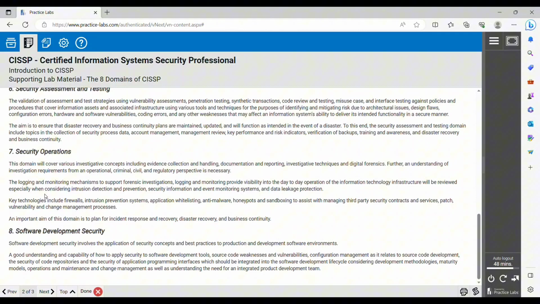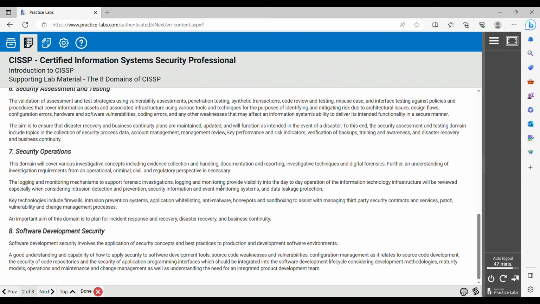Number 7. Security operations. This domain will cover various investigative concepts including evidence collection and handling, documentation and reporting, investigative techniques, and digital forensics. Further, an understanding of investigation requirements from an operational, criminal, civil, and regulatory perspective is necessary. The logging and monitoring mechanisms support forensic investigations.